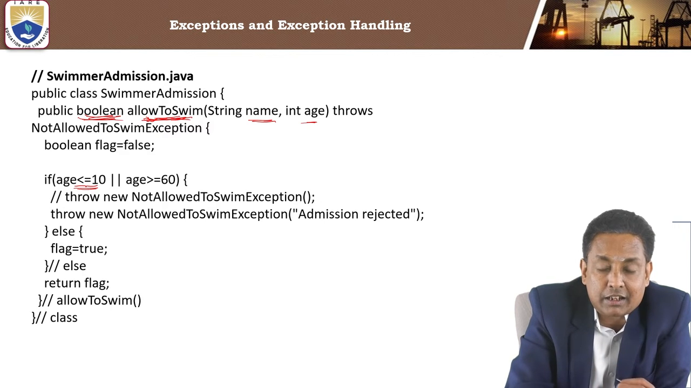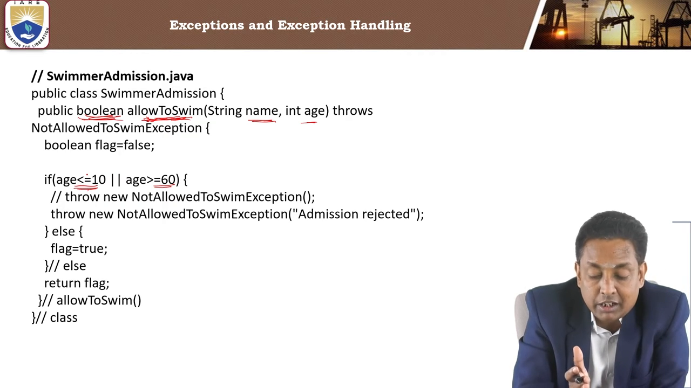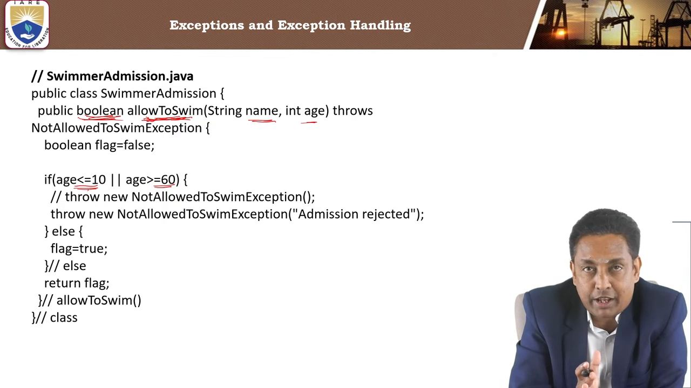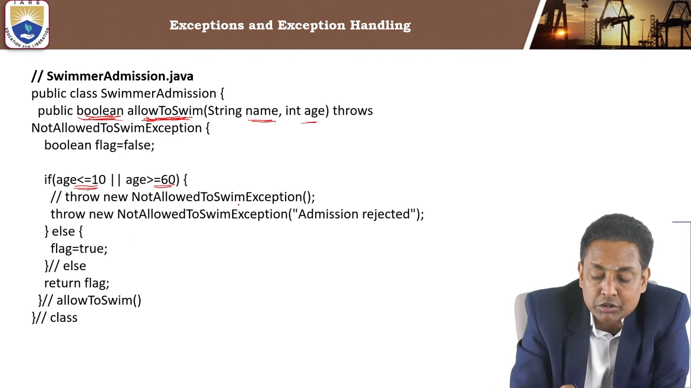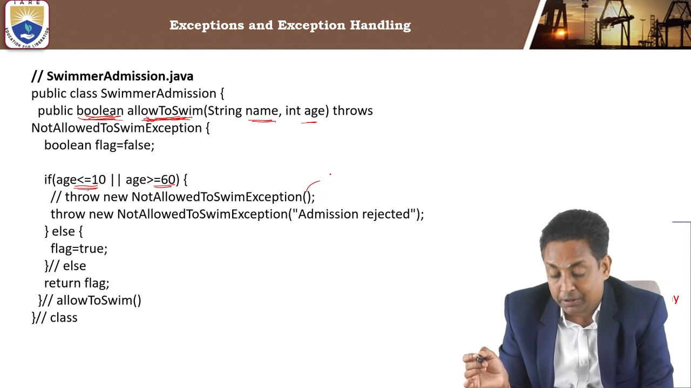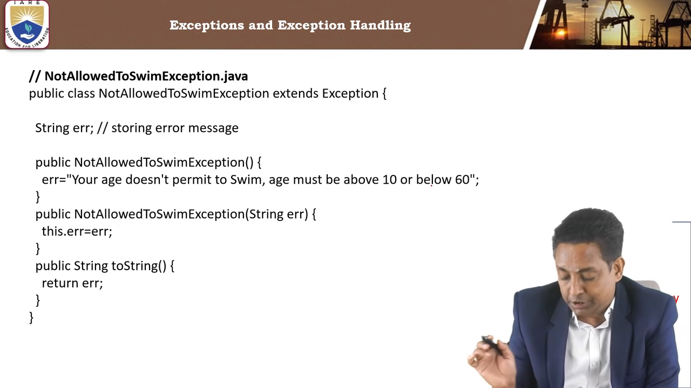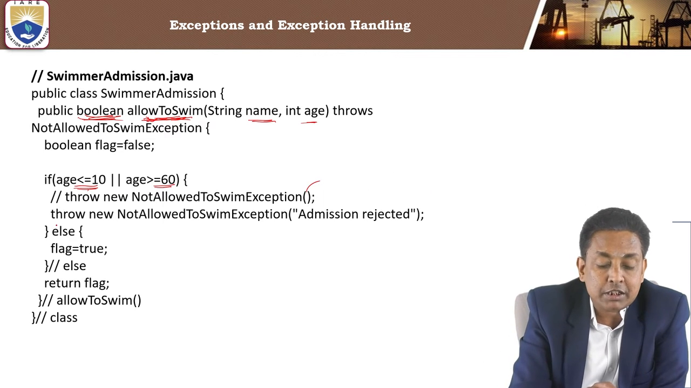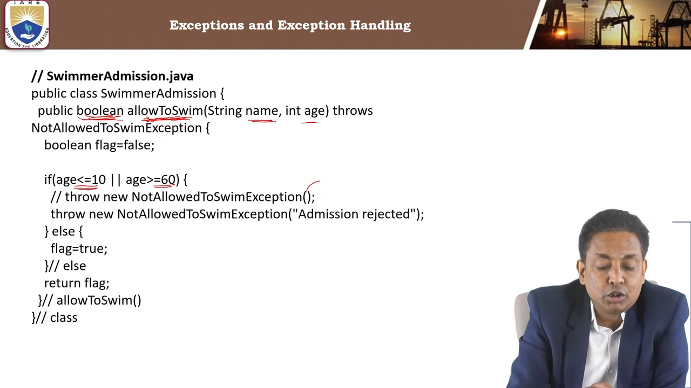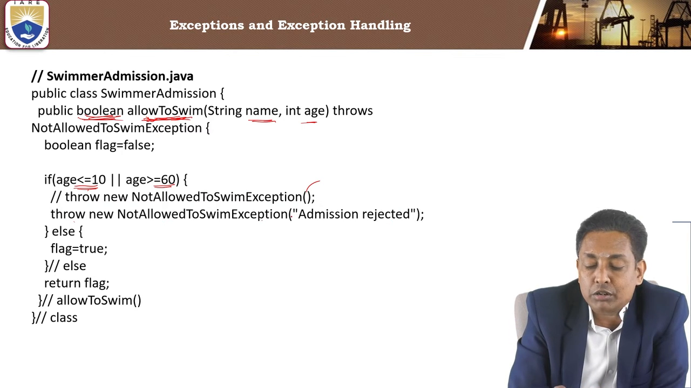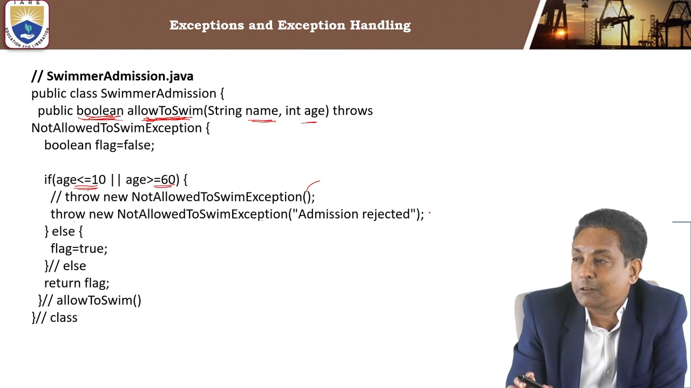In the allowToSwim method, we are checking if age is less than 10 or greater than or equal to 60. Ages from 10 up to and including 60 are permitted. If the condition is true, we immediately throw new NotAllowedToSwimException. If you use the no-argument constructor, this default exception message will be displayed. Otherwise, you can pass your own exception message: throw new NotAllowedToSwimException("admission rejected").